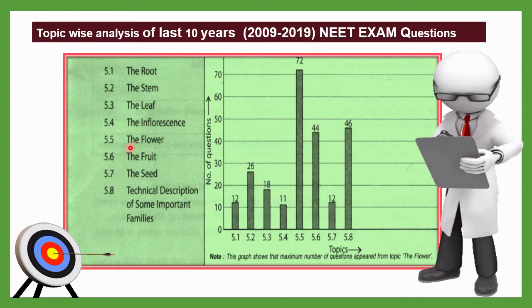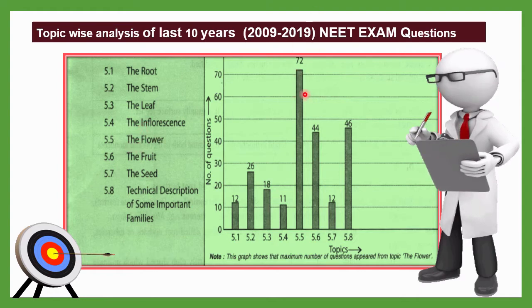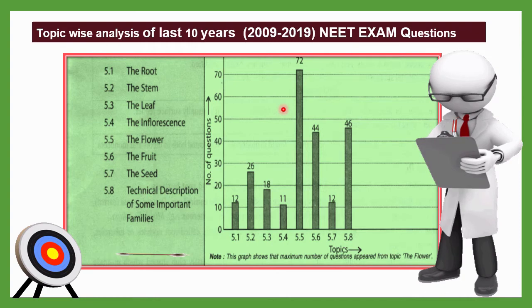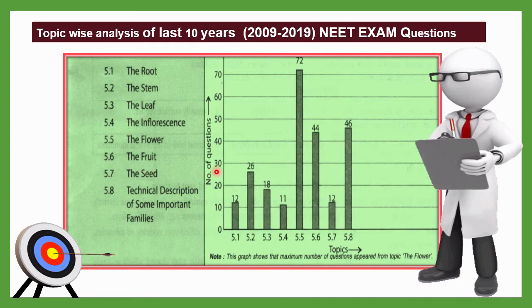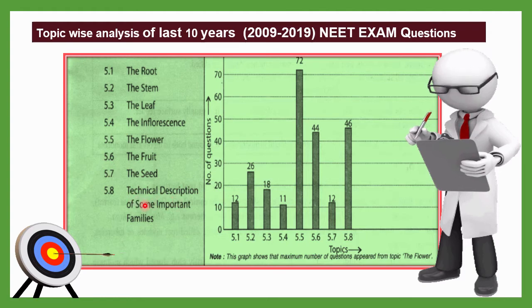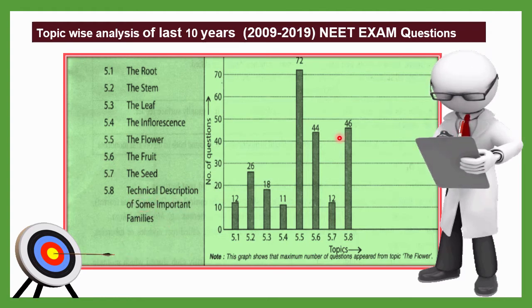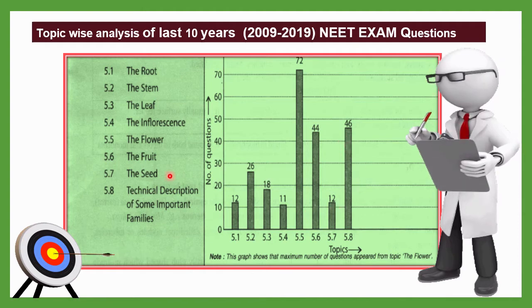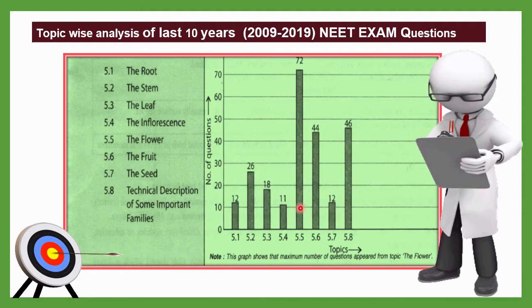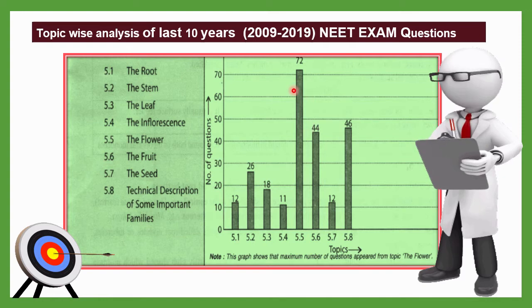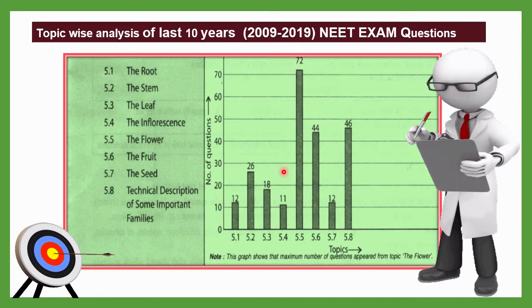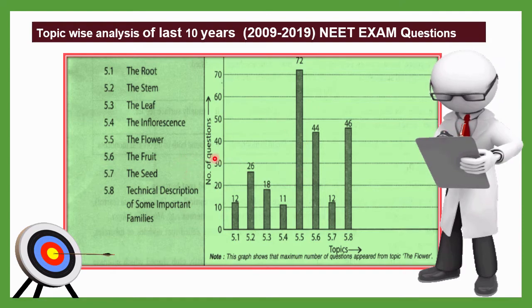From the flower topic, you can see 72 questions were asked in the last 10 years. Then fruits, 44 questions, from the seeds 12 questions, and from the technical description of some families, 46 questions were asked. So by using this analysis you can get the idea that from the flower, mostly questions were asked in the last 10 years. So you can get the idea which topic is most important.